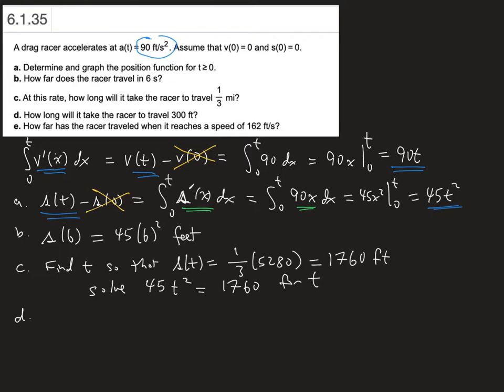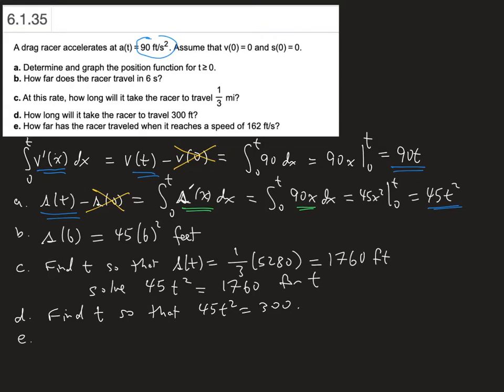The D part is more direct. It's actually giving us a measurement of position in feet. So part D is just saying find t so that the position is 300 feet. So in other words, we want 45t squared to be equal to 300. And again, that's just solving the algebra equation. Divide both sides by 45 and take the square root of both sides.